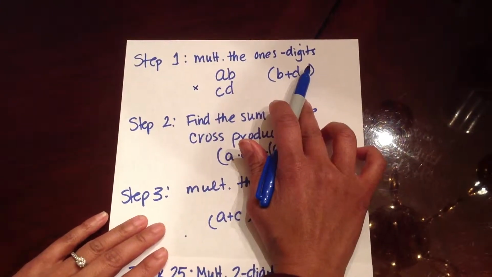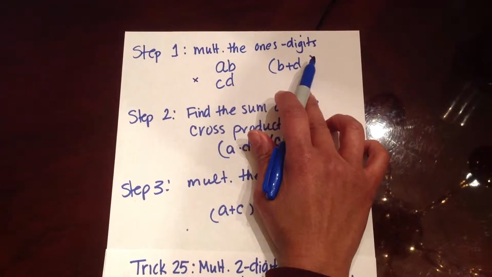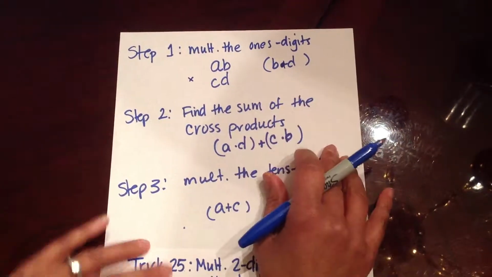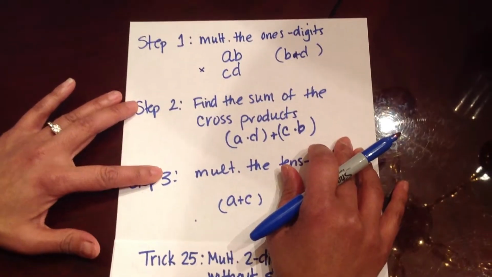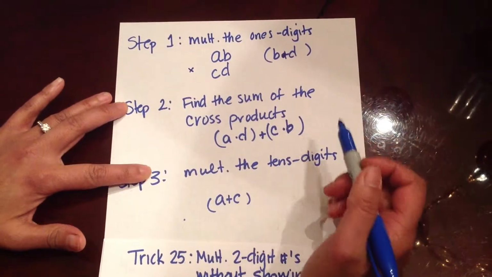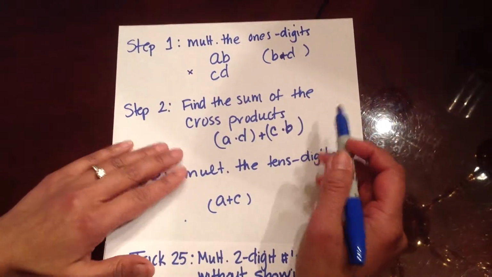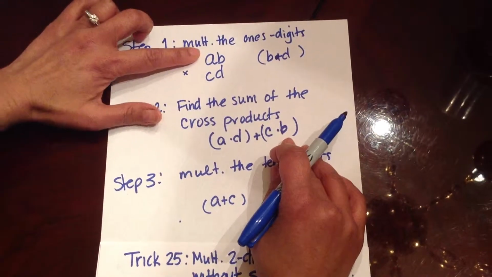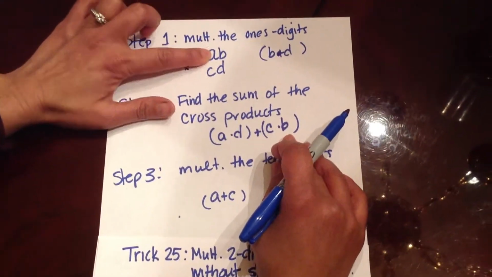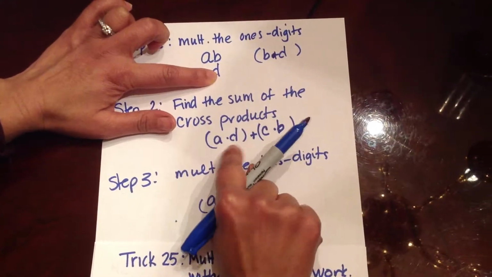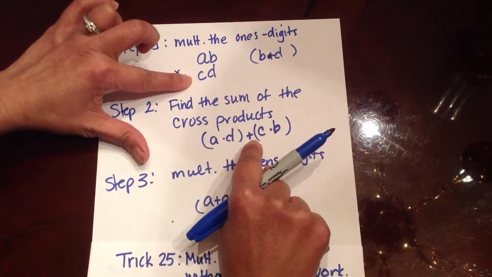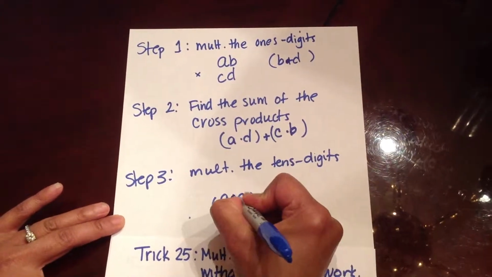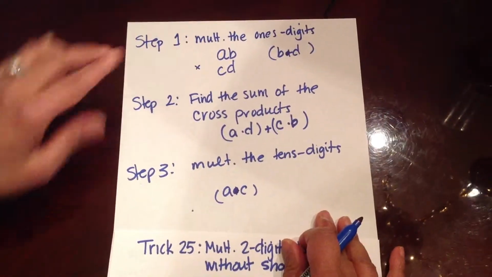multiplying the ones digit would be multiplying b times d. Then the second step would be to cross multiply and then find the sum of the cross products. So for example, I would take a times d and add it to the product of b times c. Then lastly, I would multiply the tens digit. So the tens digit would be a times c.